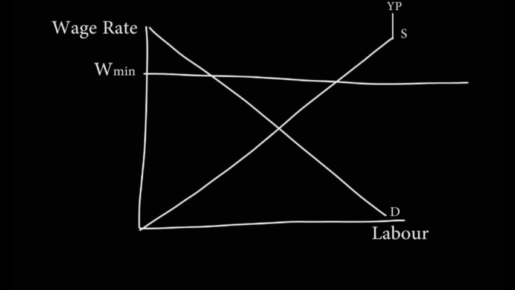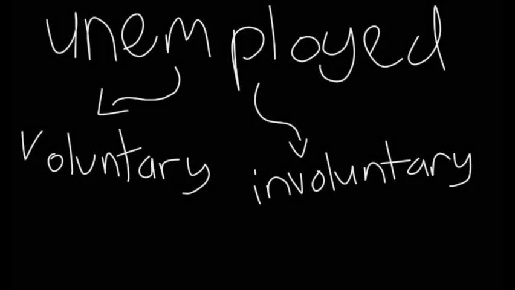The amount that are employed are found at the quantity demanded for labour resources. The amount that are unemployed can be found from the distance between the quantity demanded and the full employment line. Unemployment can be split up into two sectors: the amount of labour resources that are voluntarily unemployed and the amount of labour resources that are involuntarily unemployed.